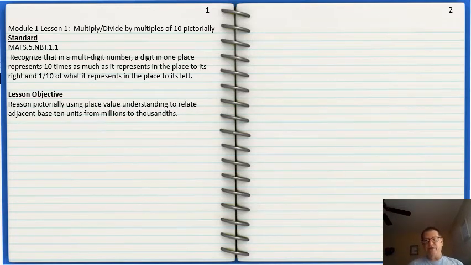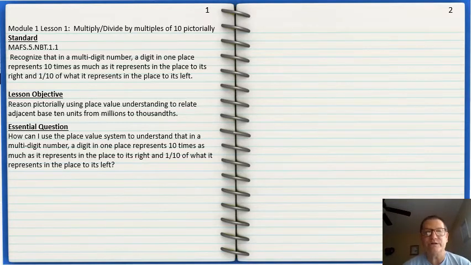Now underneath the standard is a lesson objective. The standard is the overall picture of what's expected of you to be able to do by the state. The lesson objective is what you're expected to be able to do by the end of this lesson. The objective is to reason pictorially using place value and the standard to relate adjacent base 10 units from millions to thousandths. Now in the 5th grade, we go from the millions to the thousandths place. It says reason pictorially. That means we're going to be using pictures in order to understand the standard that we're getting across today.